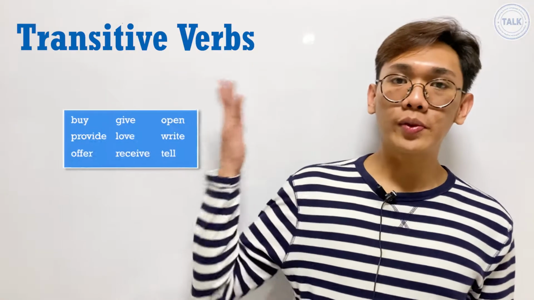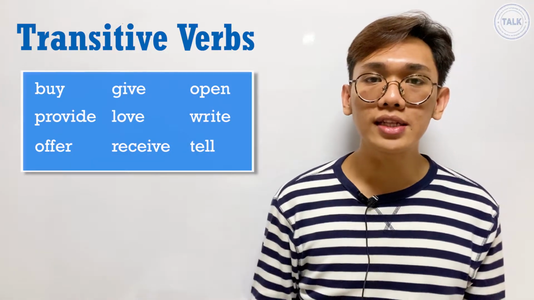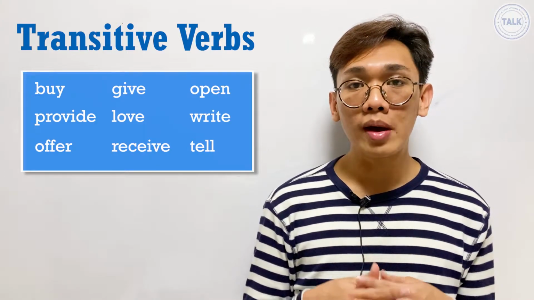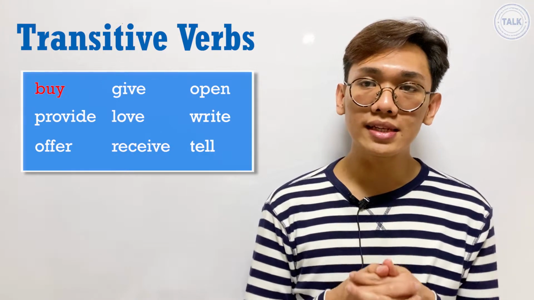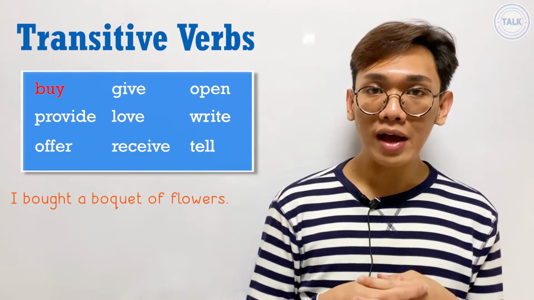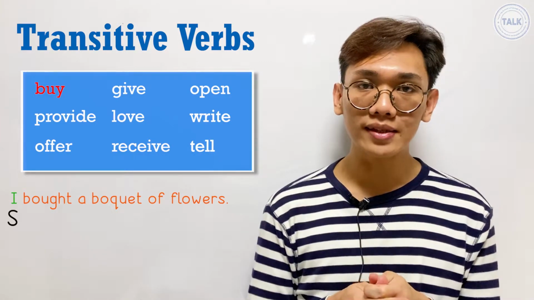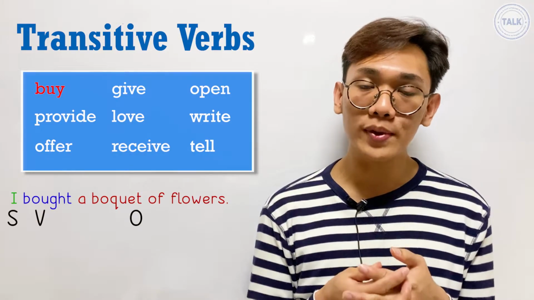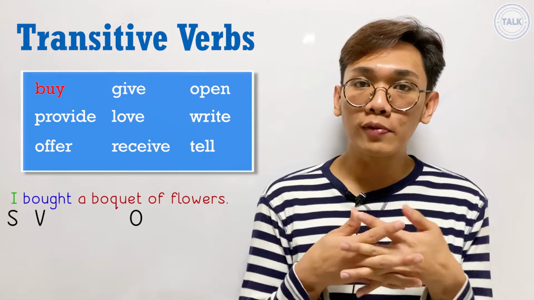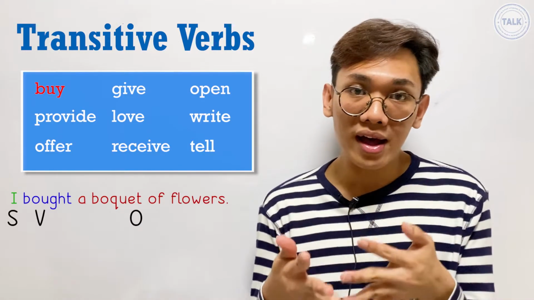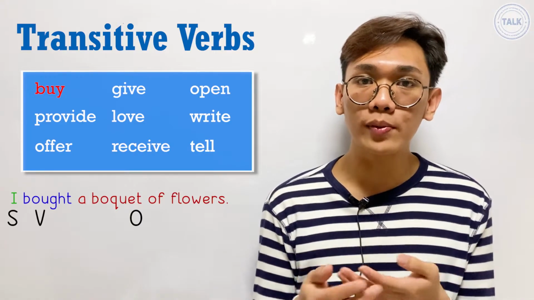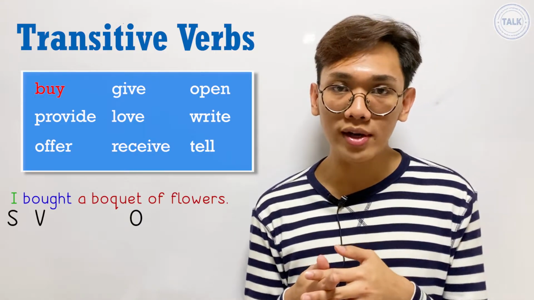We have many examples of transitive verbs, which are shown here, and let's just use some of them in sentences. Let's start with the verb buy. Let's say the sentence is, I bought a bouquet of flowers. I is your subject, bought is your verb, and a bouquet of flowers is your object, which is a noun or a pronoun. Of course, you cannot just stop with I buy because that will leave you wondering, what did you buy? So you need an object, which is a bouquet of flowers.